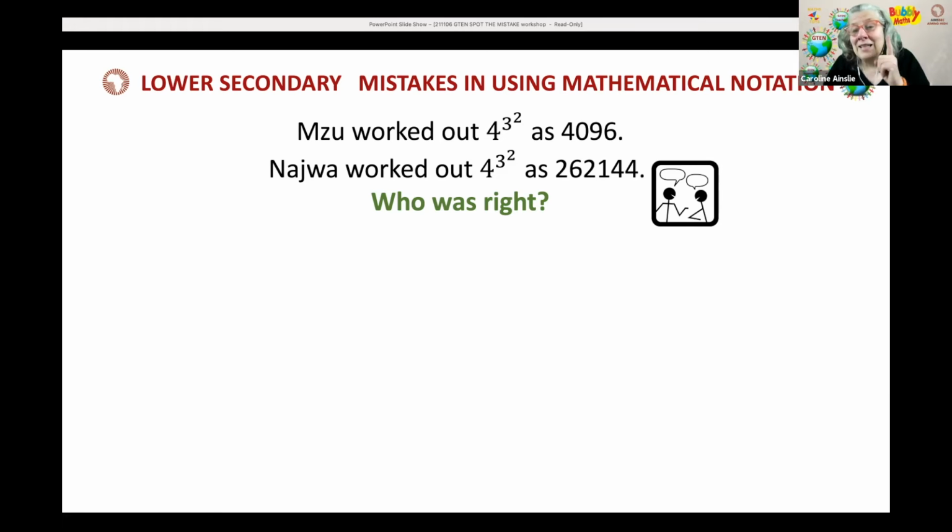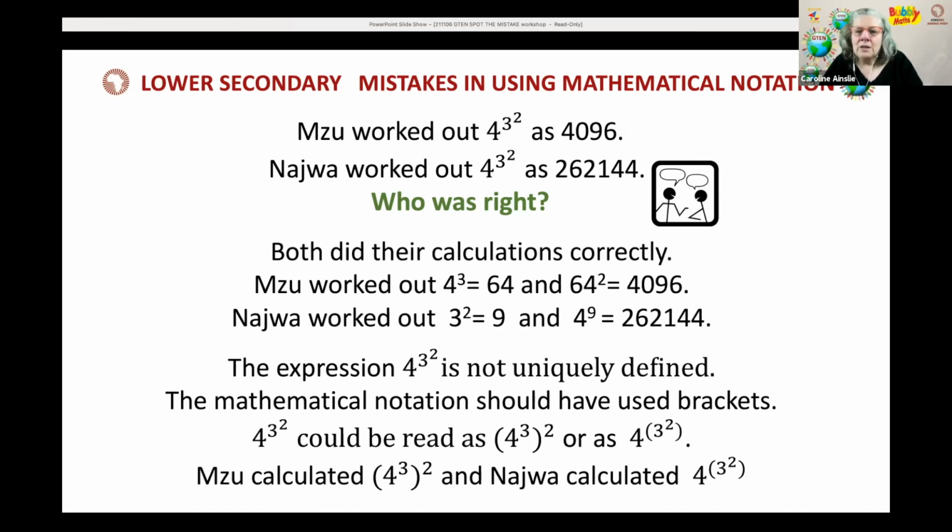First of all, I asked him to estimate what he thought it would be. And he thought it's going to be about the same. He decided it would also be 4,096. So it was a nice surprise for him to discover it was very different. And hopefully that will help him remember that there is a difference between them, in how you interpret the powers.